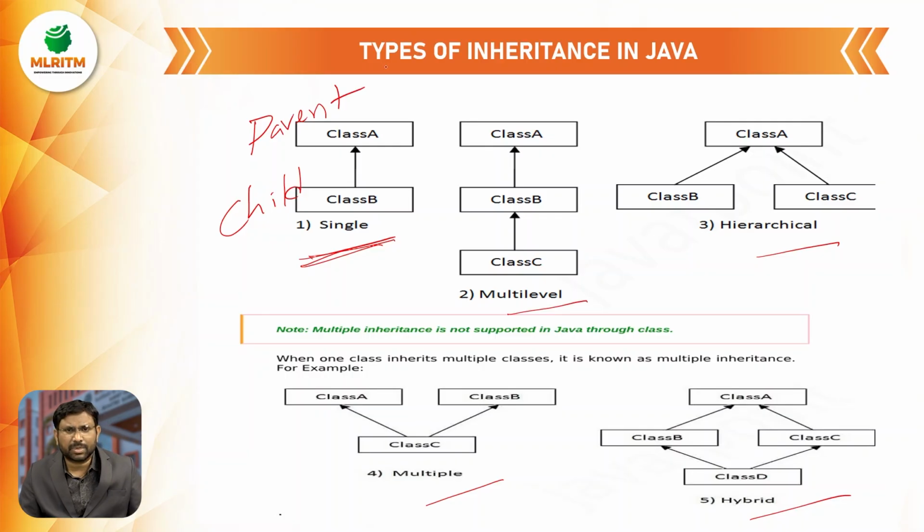Class A is the parent class and class B is the child class. If class B extends class A, class B can utilize the properties of class A and also its own. I will explain with an example. Class A is the parent and class B is the child.